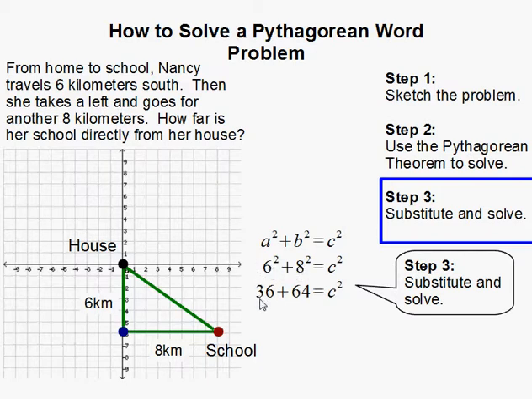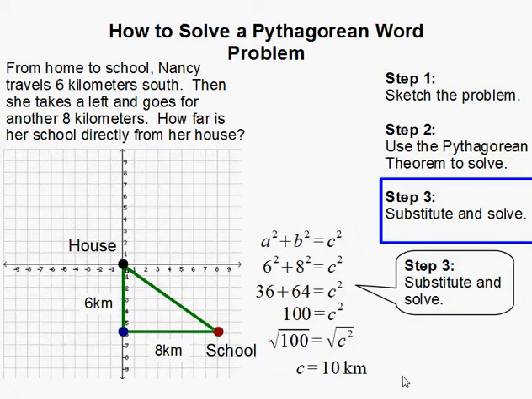So this becomes 36, this becomes 64, equals c squared. If you add that up, that's 100. So 100 equals c squared. We take the square root of both sides, and we get 10 equals c, or c equals 10. So c equals 10 kilometers.